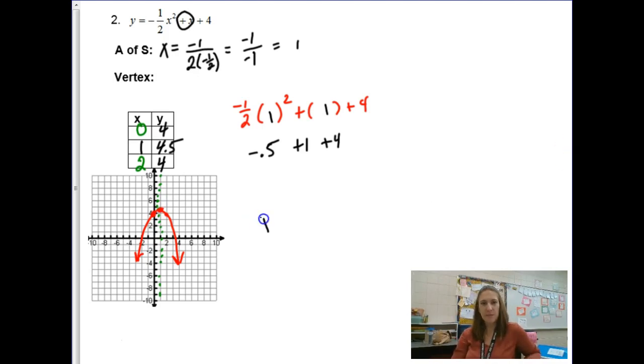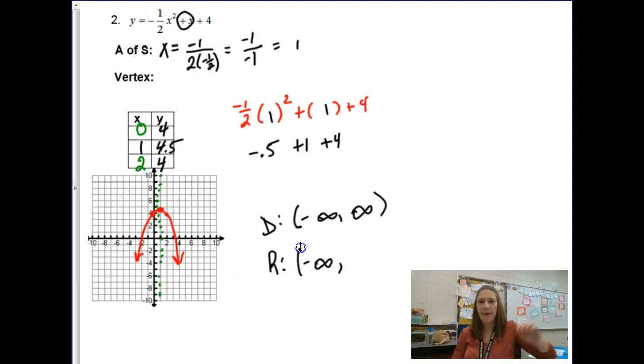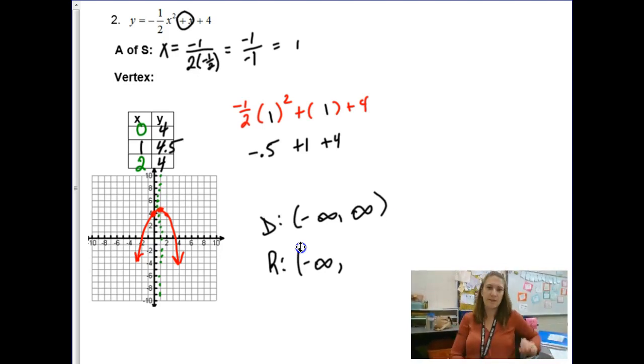Domain in this case is still negative infinity to infinity for this quadratic and all quadratics we run into. The range, however, remember it's low to high. So it goes all the way to negative infinity as a beginning point, if you will. But it's going to stop up there at 4.5, which is the top of the vertex, or the top of the parabola in this case. Bracket on that, please.